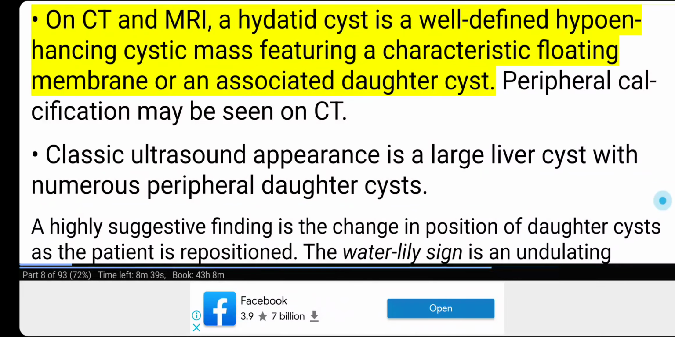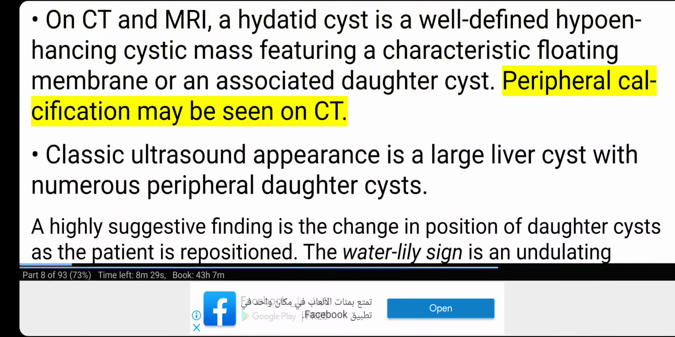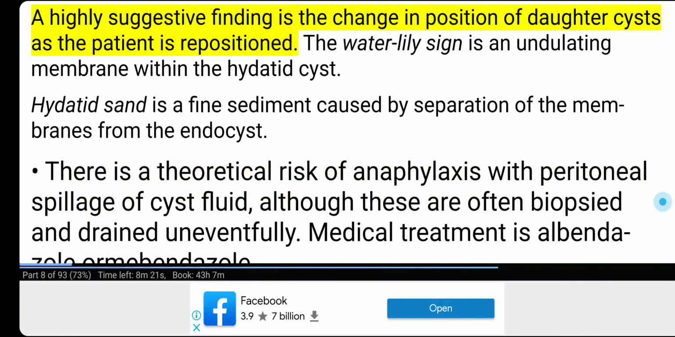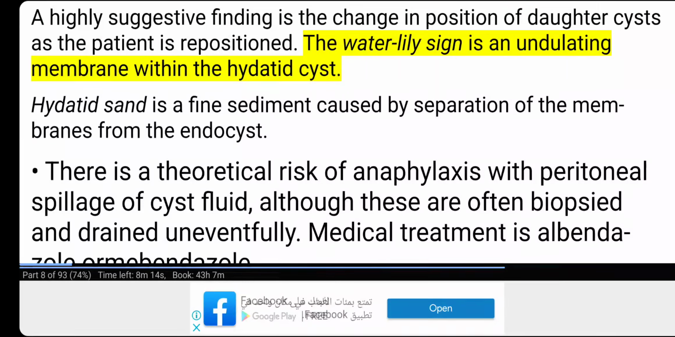On CT and MRI, a hydatid cyst is a well-defined hypoenhancing cystic mass featuring a characteristic floating membrane or an associated daughter cyst. Peripheral calcification may be seen on CT. Classic ultrasound appearance is a large liver cyst with numerous peripheral daughter cysts. A highly suggestive finding is the change in position of daughter cysts as the patient is repositioned. The water lily sign is an undulating membrane within the hydatid cyst.